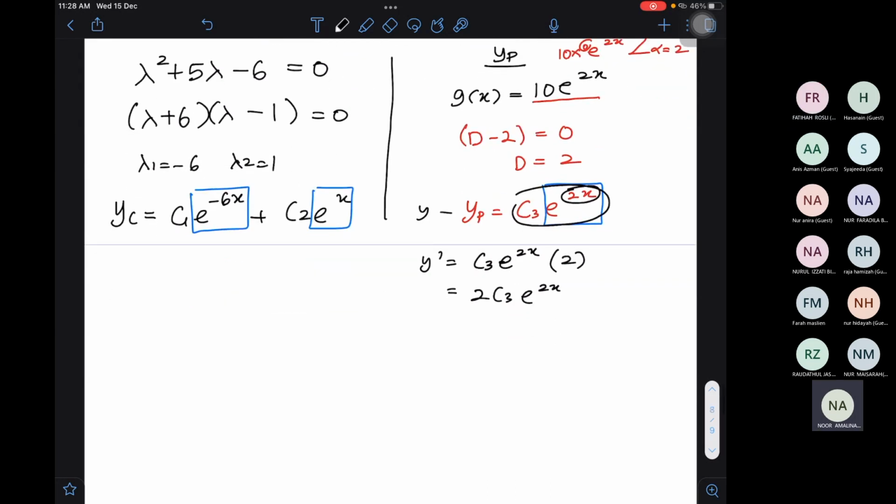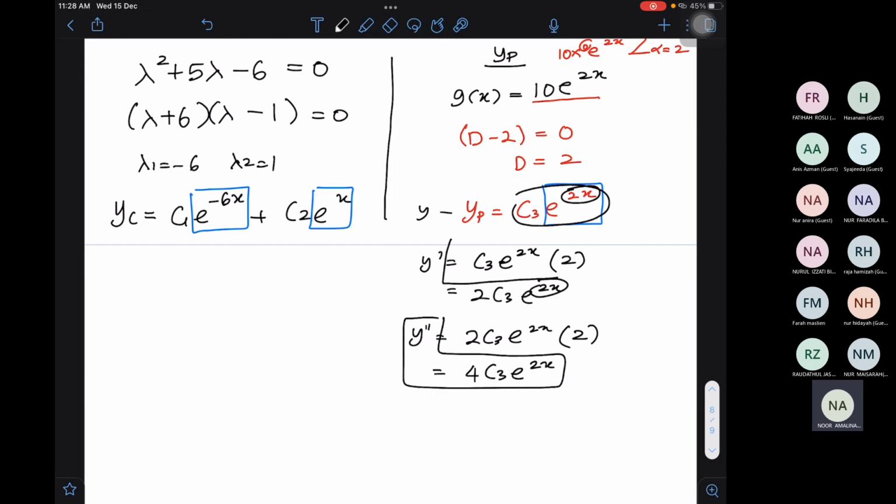Okay, now differentiate kali kedua. So you will get the same cara. Step pertama, copy 2C3 exponent 2x. Step yang kedua, darab dengan differentiate kuasa 2. So you will get 4C3 exponent 2x. So this one is your y double prime. This one is your y prime. And this one is your y.